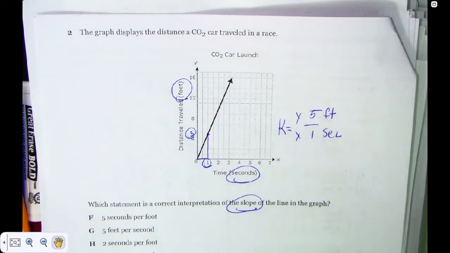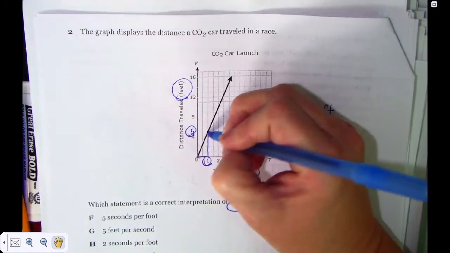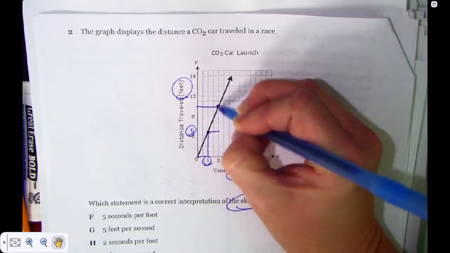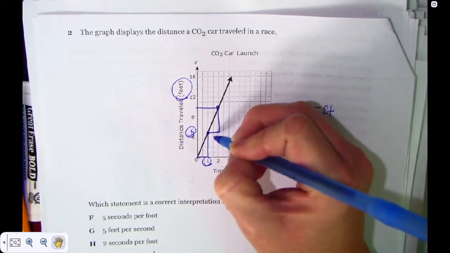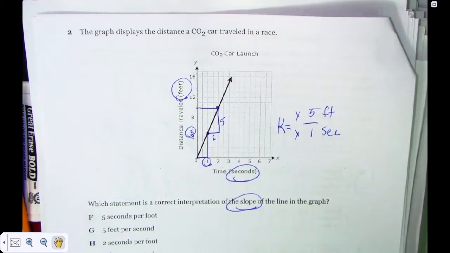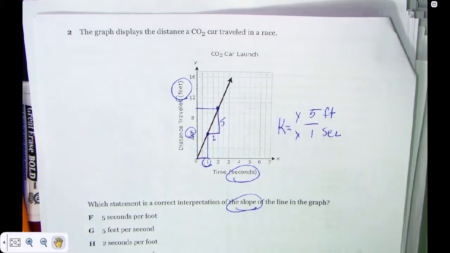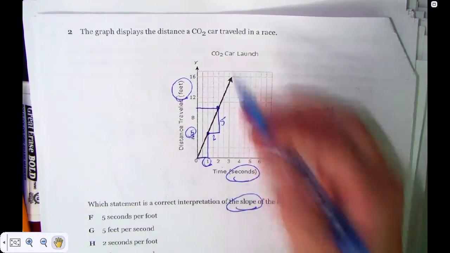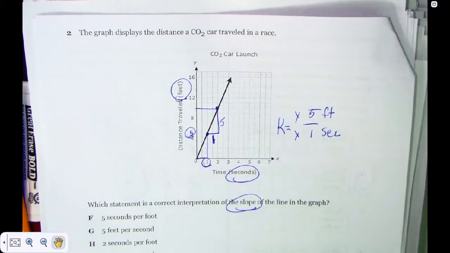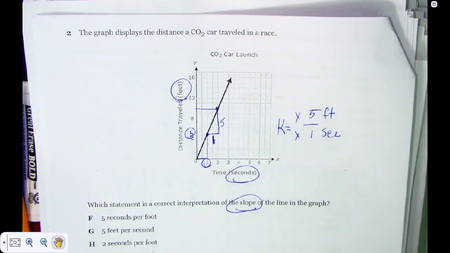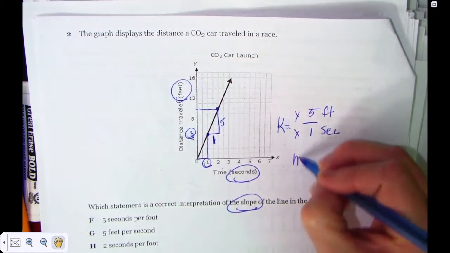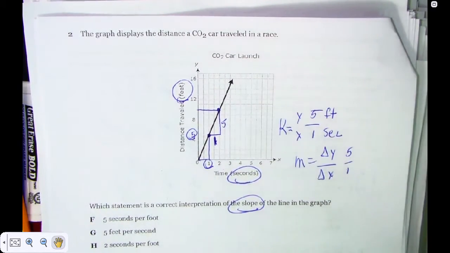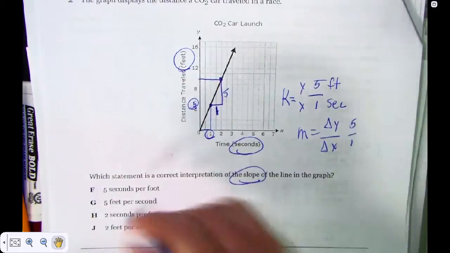Now, some of you did the slope, which is fine, and used that point and that point right there. But here's how you missed it. You said it went over 2. Does it go over 2? From 1 to 2 is 2? No, you've got to look down here. From 1 to 2 is only 1. So if you're doing the slope, changing Y over changing X, it's 5 over 1. And 5 feet for 1 second. G.